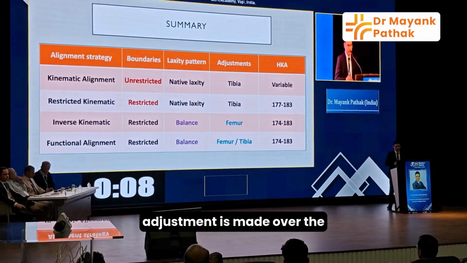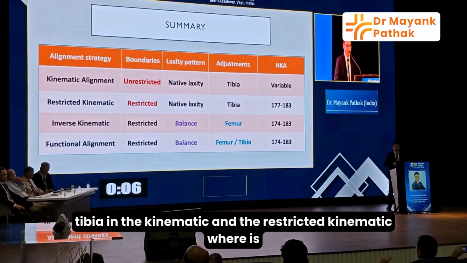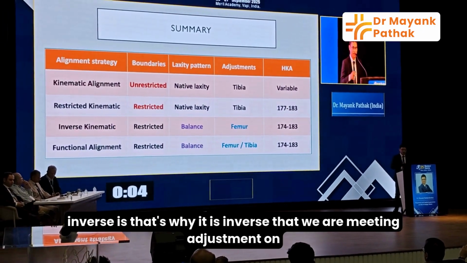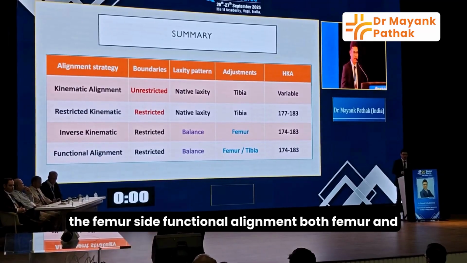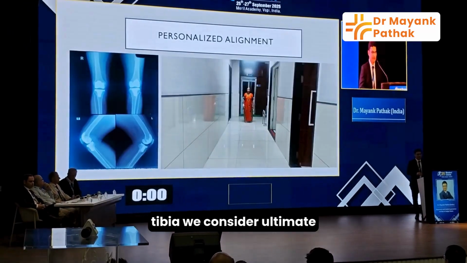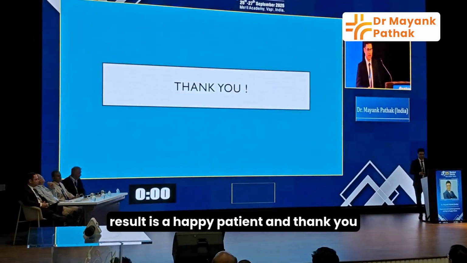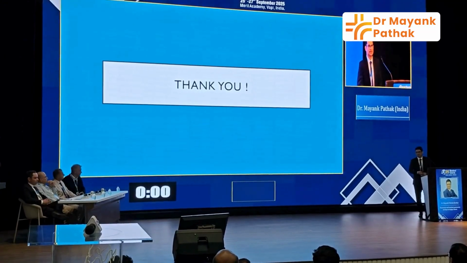Adjustment is made over the tibia in the kinematic and the restricted kinematic, whereas in inverse, that's why it is inverse, we are making adjustment on the femur side. In functional alignment, we consider both femur and tibia. The ultimate result is a happy patient.